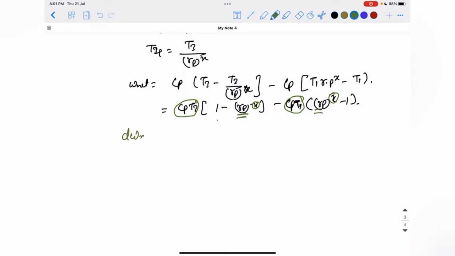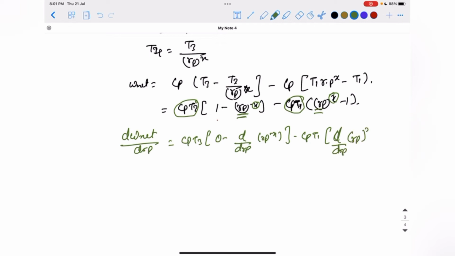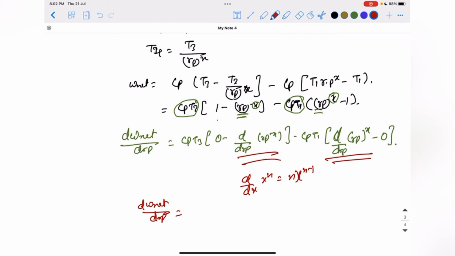So if I differentiate this net work with the pressure ratio, this is constant, so this goes to 0. This is d by dRp of Rp to the power minus x. This again is a constant, and this is d by dRp of Rp to the power x minus 0. Since this is constant, this goes to 0. Now for this, I can use the simple differentiation formula, d by dx of x^n is equal to n x^(n minus 1), a very general formula. So I can write dW net upon dRp is equal to Cp T3 minus of, this is minus x into Rp to the power minus x minus 1, minus Cp T1, so this can be x into Rp to the power x minus 1.